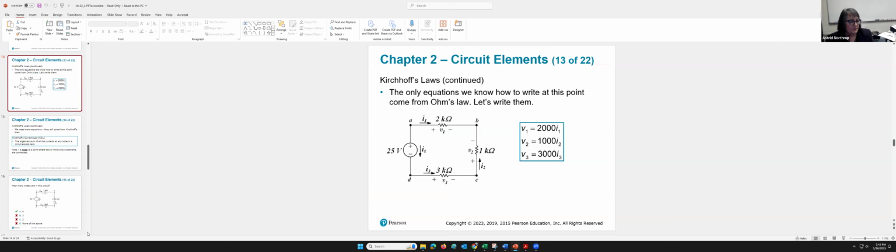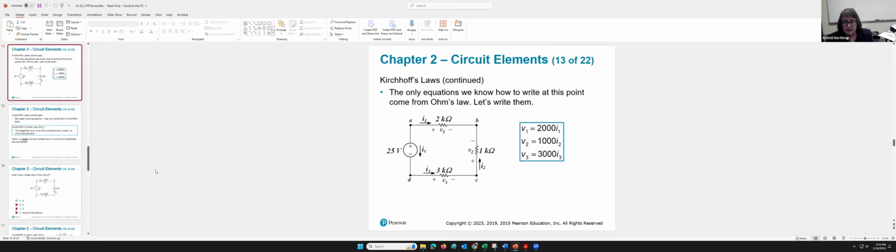Okay. So if you look at this circuit diagram, and once again, when we're doing circuit analysis, you always want to draw that really clear circuit diagram. We have a 25 volt independent source with a current flowing through it of I sub G.